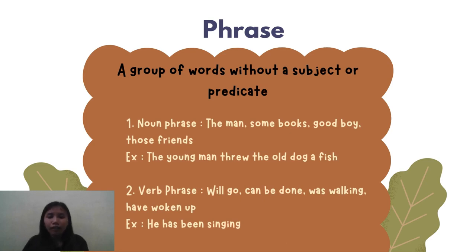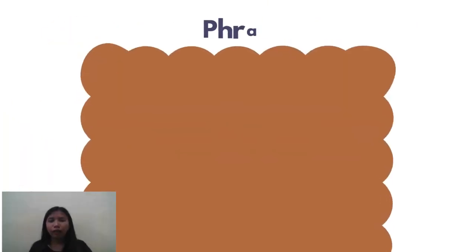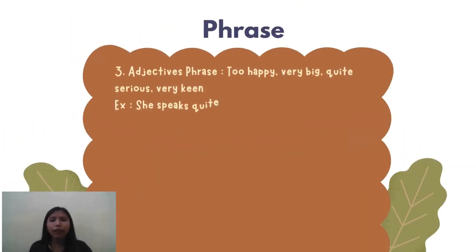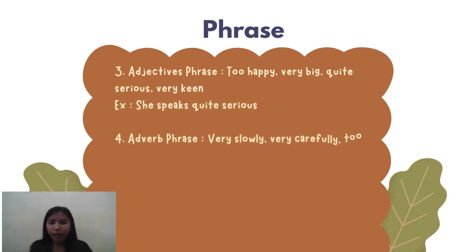The second is the verb phrase. A verb phrase is like will do, can be done, was working, have woken up. For example, in the sentence, he has been singing. So, has been singing is the verb phrase. Okay, the third is the adjective phrase. An adjective phrase is like too happy, very big, quite serious, very kind. For example, in the sentence, she speaks quite serious. So quite serious is the adjective phrase.